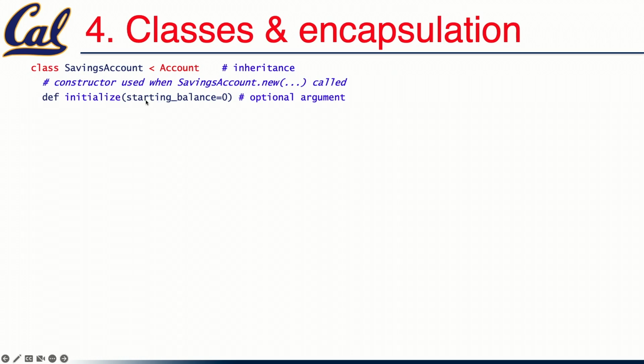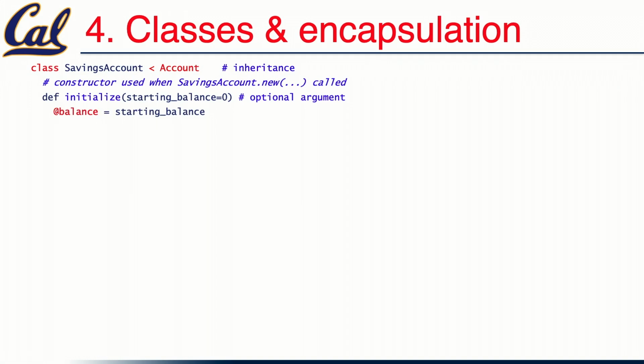But at any rate, the default constructor is always going to be called initialize, and I'm going to have it take a single argument that will default to 0 if it's not passed. So when I construct a new instance of a bank account, I can optionally pass a starting balance, but if I don't pass anything, it will default to being 0. And I will define an instance variable to track that.